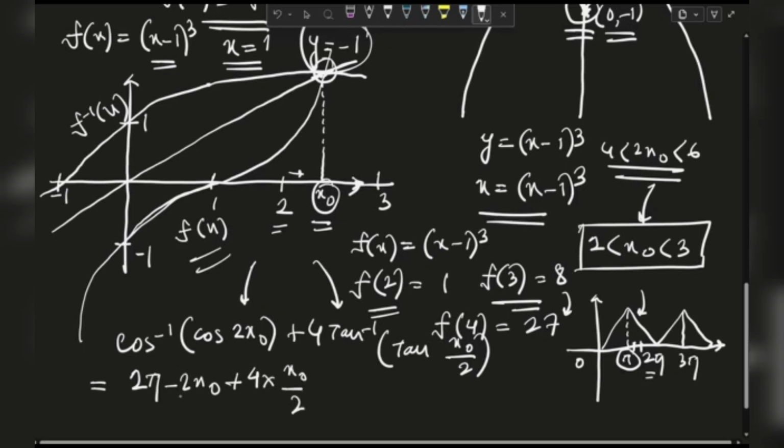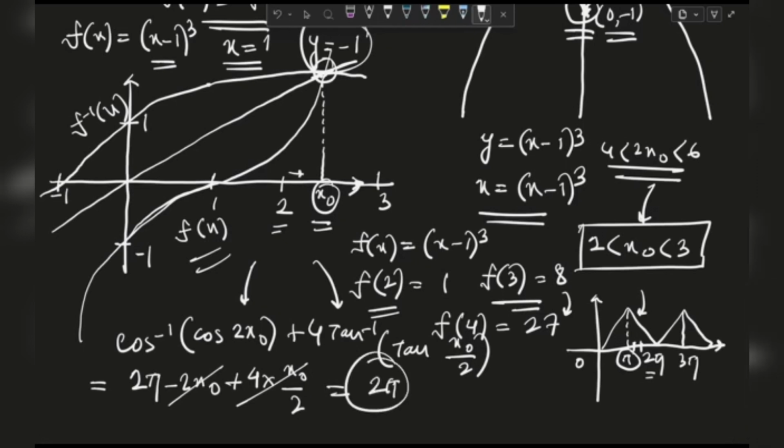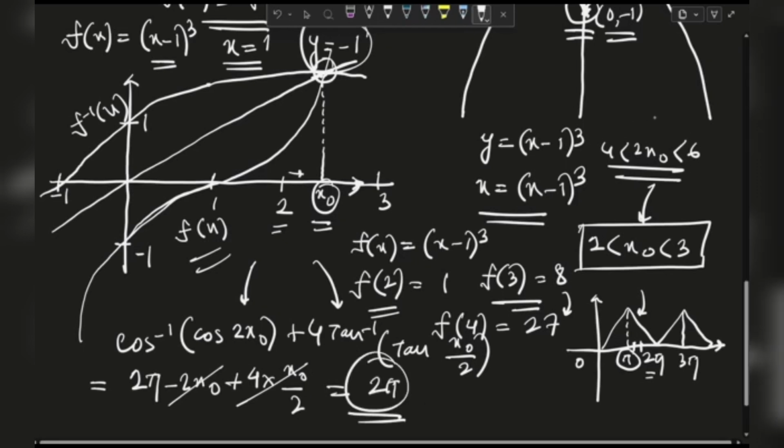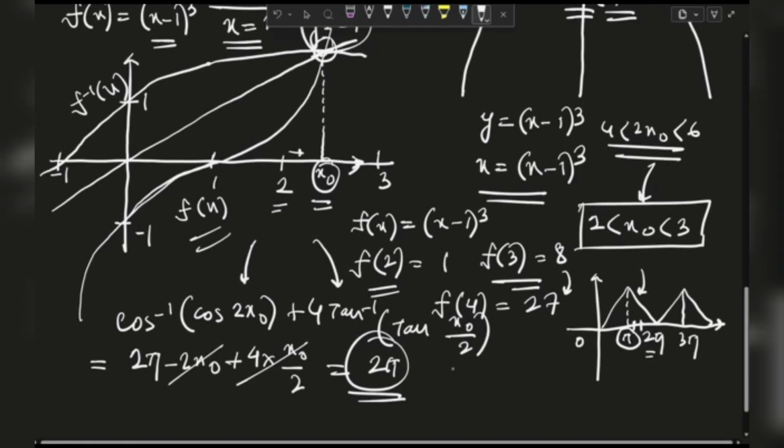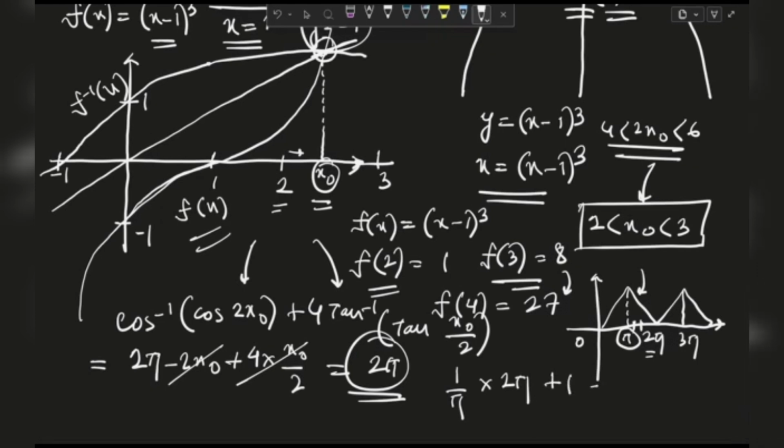So basically what you will see is minus 2x naught and plus 2x naught get cancelled. So this is 2 pi. It was pretty shocking, because after all this hard work, x naught actually was worthless. Anyways, now I will look into the final result, what we had to find. We have to find 1 by pi times this particular expression plus r mod a, which comes out to be 1. So our answer for this question will become 3.